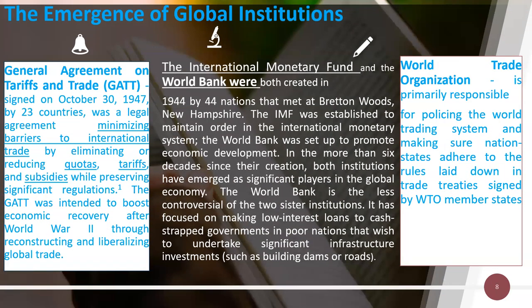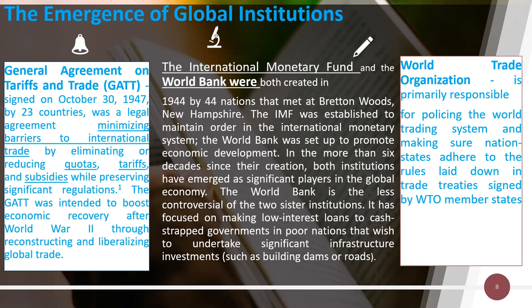So, the emergence of global institutions. So, these are now the organizations that somehow regulate trades. So as markets globalize and an increasing proportion of business activity transcends national borders, institutions are needed to help manage, regulate, and police the global market, and to promote the establishment of multinational treaties to govern the global business system.